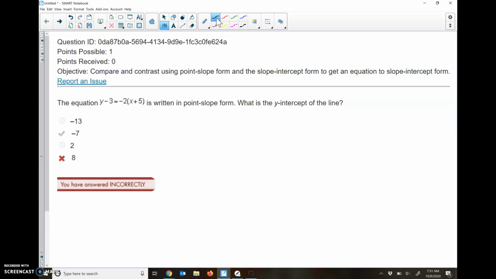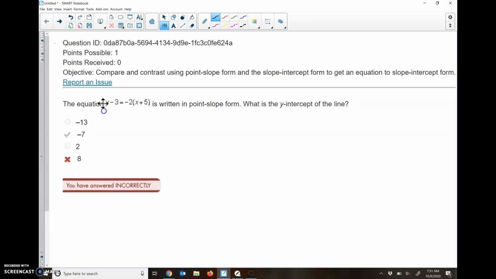It looks like a couple of the questions that got missed are all the same. They give you something in point-slope form, and we need to turn it into slope-intercept form. That's not too bad, but it probably requires some pencil and paper because it is two steps of math.